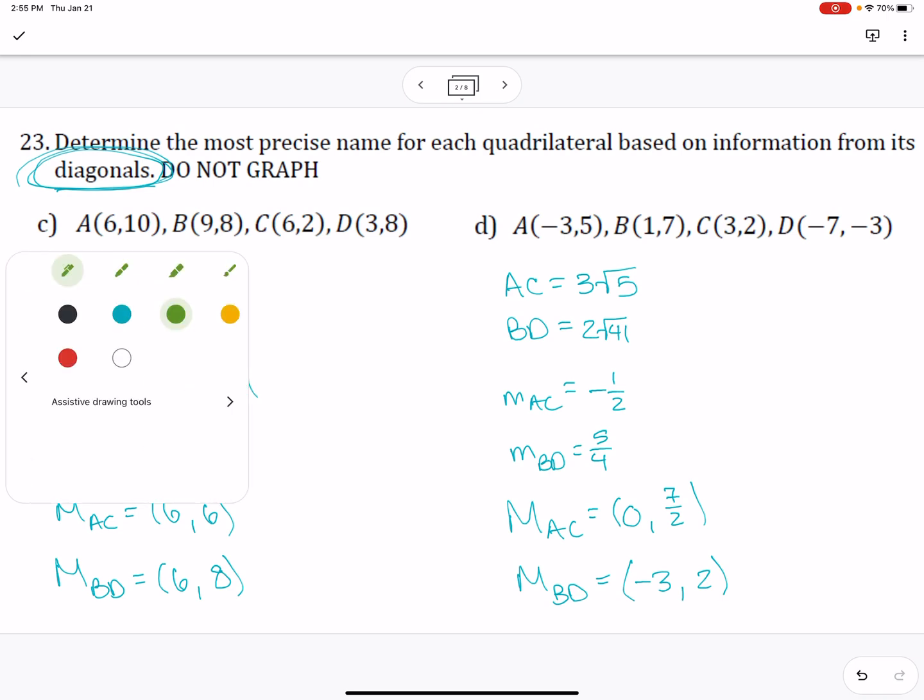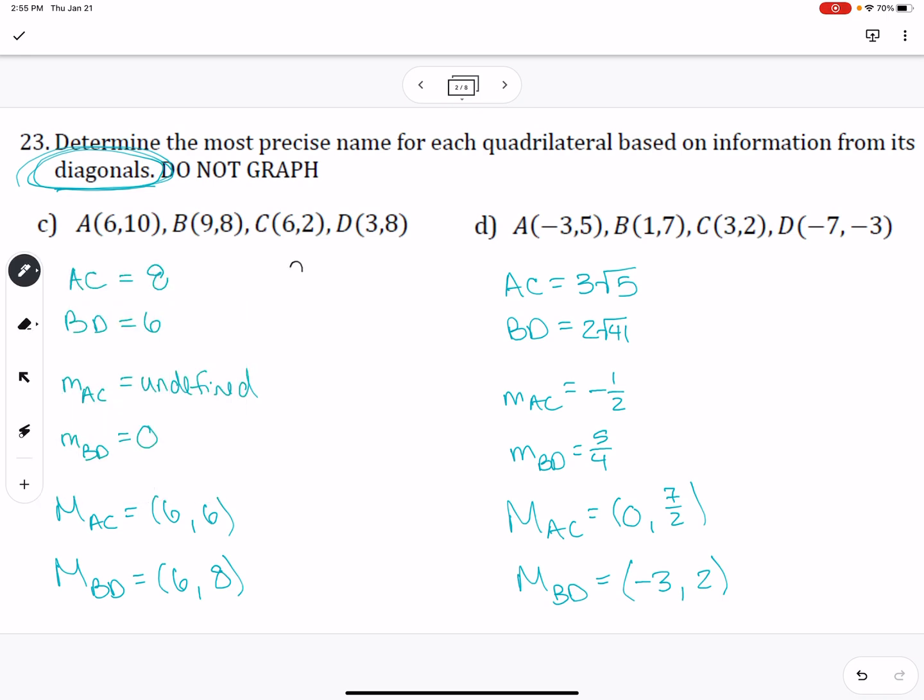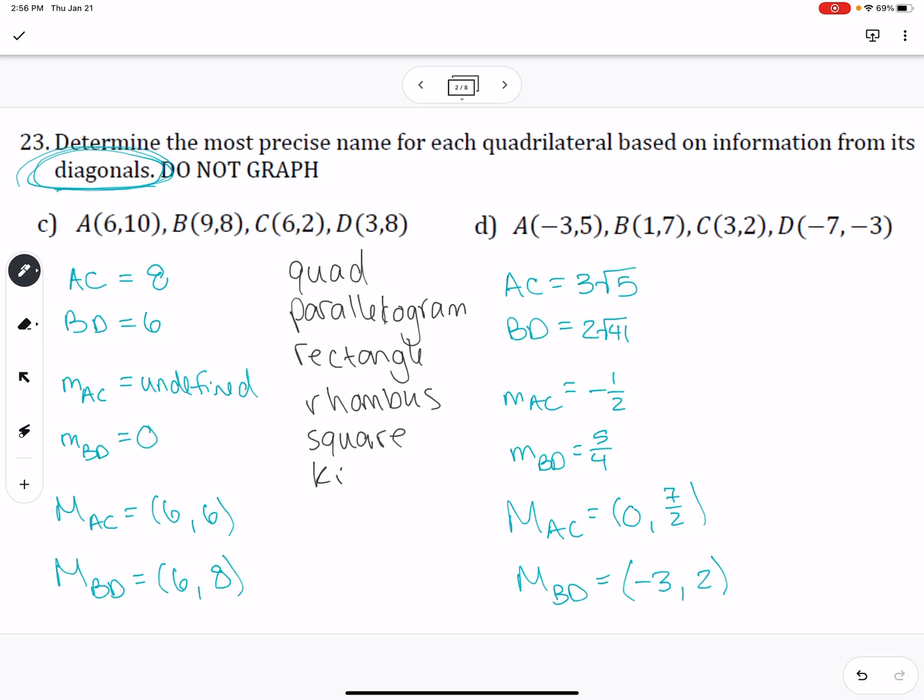Let me just write the names down. So we have your basic quadrilateral. We have a parallelogram, L-O-G-R-A-M. We have a rectangle, rhombus, square, kite, isosceles trap, and we have a right trap.